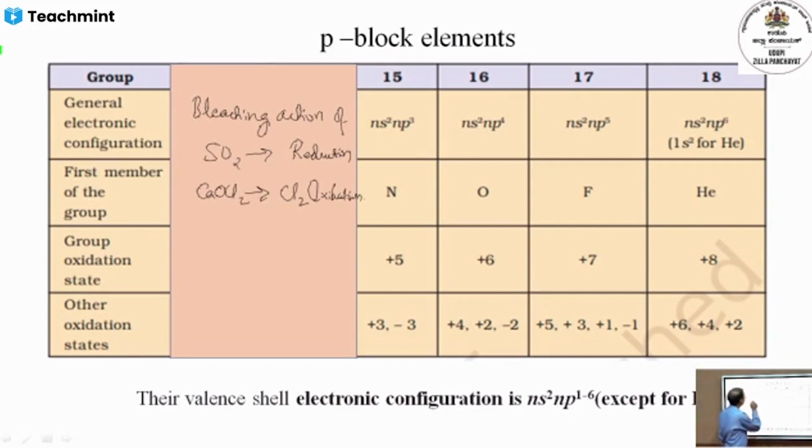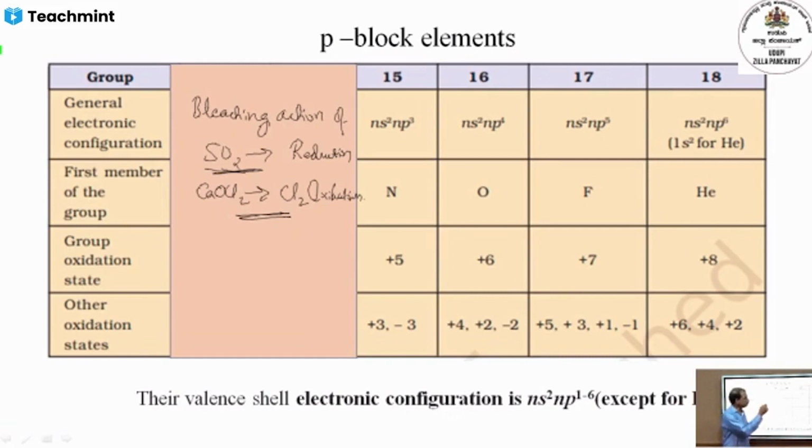The bleaching action of the sulfur dioxide is because of reduction, and therefore normally this is temporary, and the bleaching action of the bleaching powder, when we do the oxidation by the release of chlorine, is permanent. So that's the important thing that we have to remember. And then some interhalogen compounds also we have to remember.